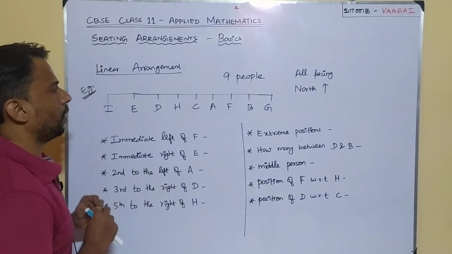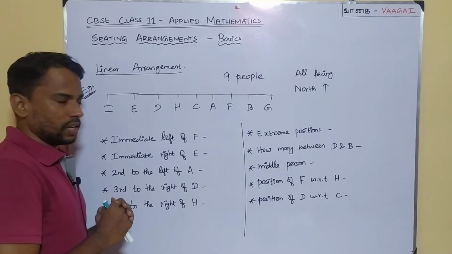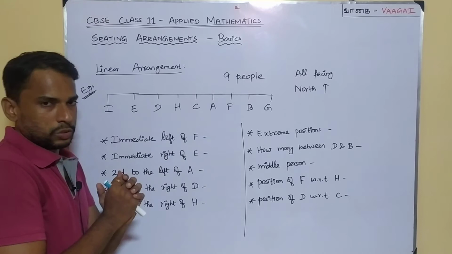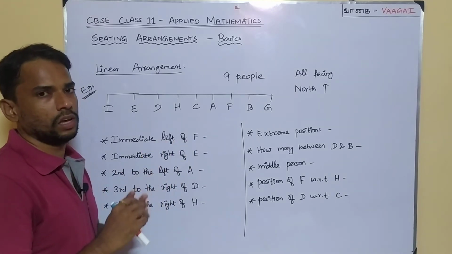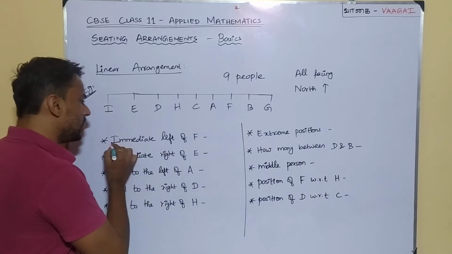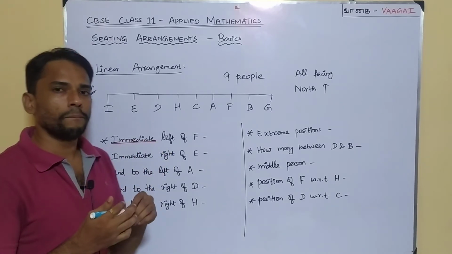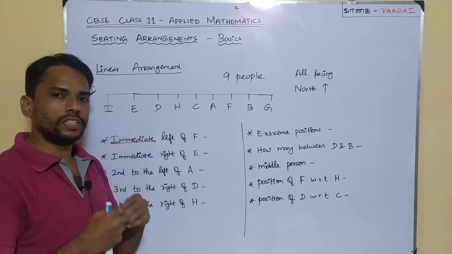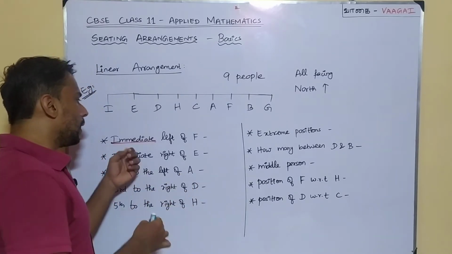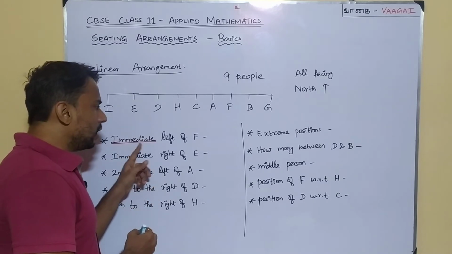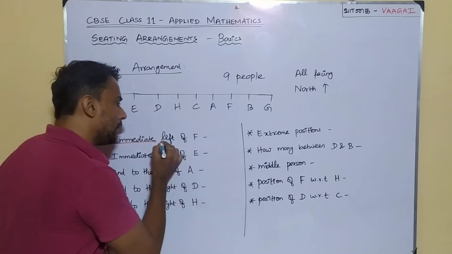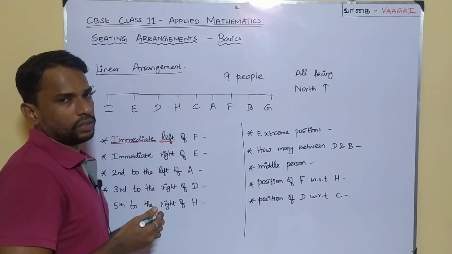Now come to the first question here: who is seated to the immediate left of F in this arrangement? They are asking for the immediate left. The word immediate means the person who is sitting just next to that person, the very next position. That is what we call immediate. So immediate left of F is what they are asking.